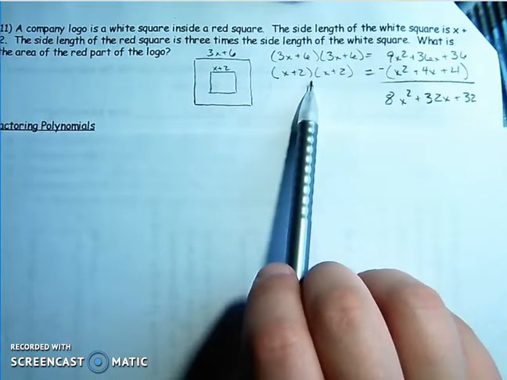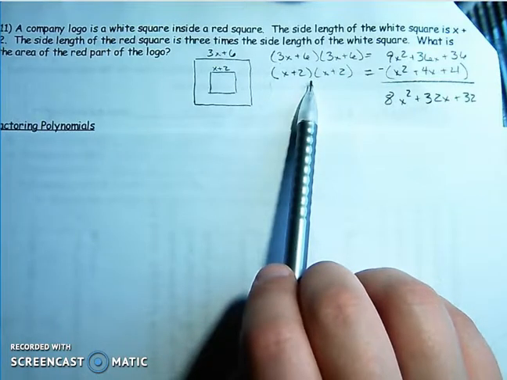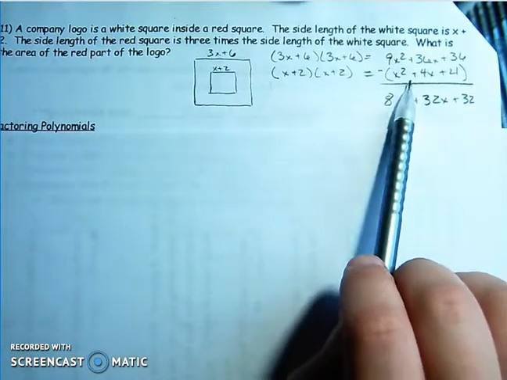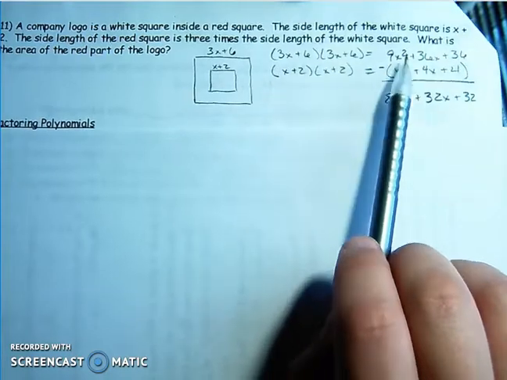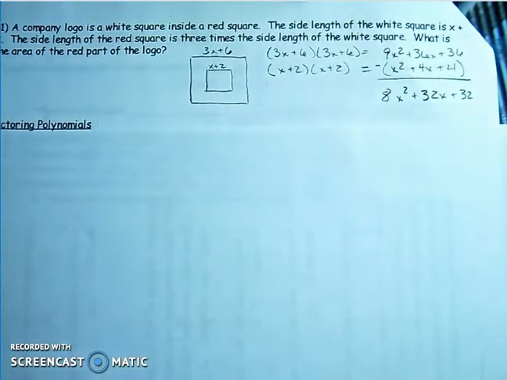Our smaller white square is x plus 2 times x plus 2, which is x squared plus 4x plus 4. And we're going to subtract these two to see what the outer red area is. When you subtract those two polynomials, you get 8x squared plus 32x plus 32.